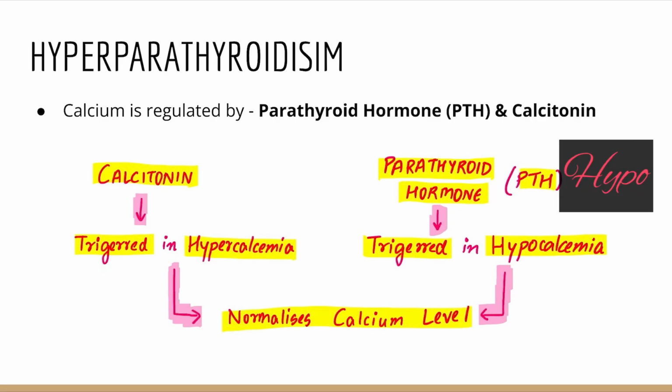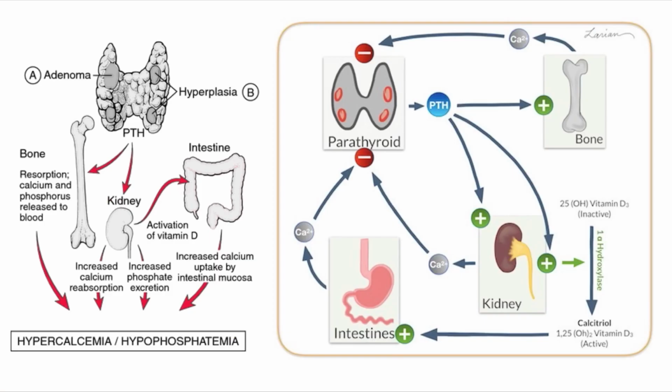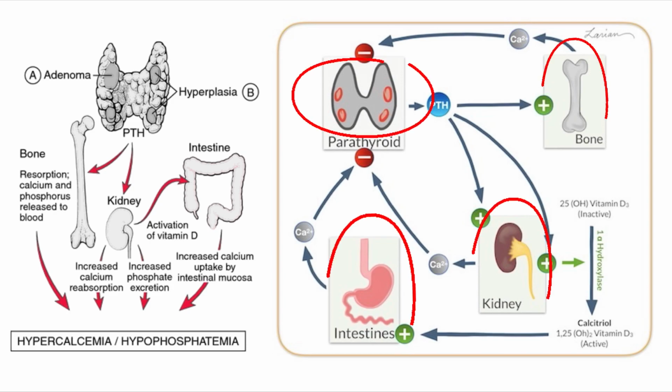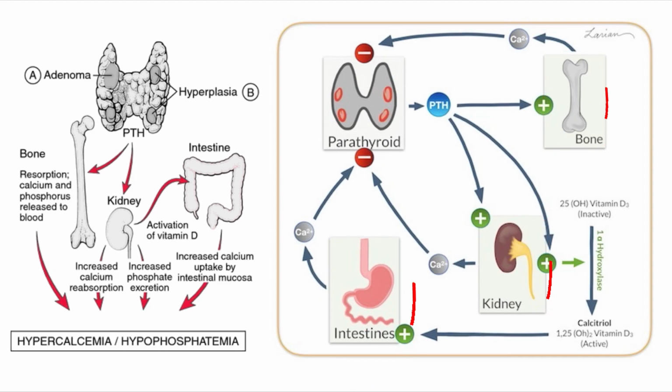And whenever there is low calcium, PTH comes into picture and it increases the calcium levels, and calcium levels are normalized. So with this concept in background, let us first understand how the parathyroid hormone acts. In this picture, we can see the source of parathyroid hormone and the different sites where the PTH is acting. Parathyroid hormone is definitely coming from the parathyroid gland.